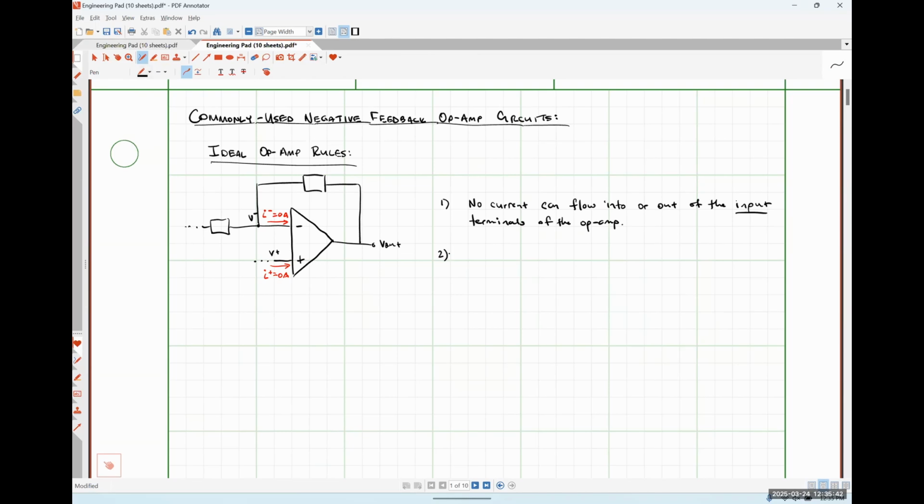Our second ideal op-amp rule comes from our voltage constraint relationship that we developed at the end of our last class meeting, where for an ideal op-amp, we have an infinite open loop voltage gain, which effectively forces our differential voltage to be 0 in a closed loop system with negative feedback. So we'll have the relationship, there can be no voltage difference between the input terminals.